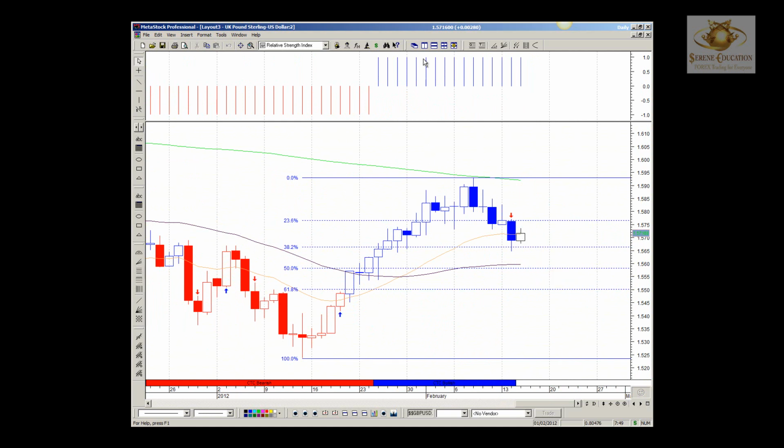One thing to note though, on the daily, we are still looking bullish on our CTC. However, we're on a pullback. If it breaks below 38.2, then we should ideally be looking for the 50% line at the 50% moving average.